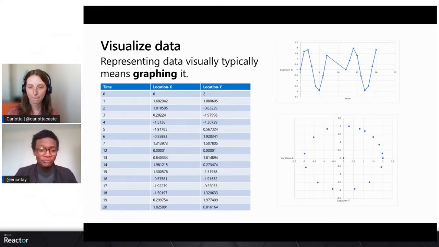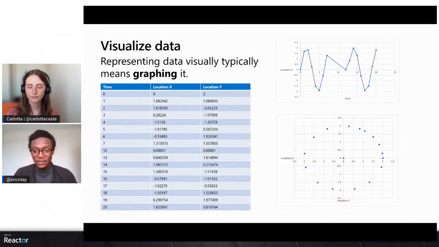To understand the power of data visualization, let's consider the data below, which shows the location X, Y of a self-driving car over time. In its raw form, it's really hard to see any real patterns. But by plotting the location X over time, we can see that the vehicle moved between negative 2 and 2 on the X-axis.